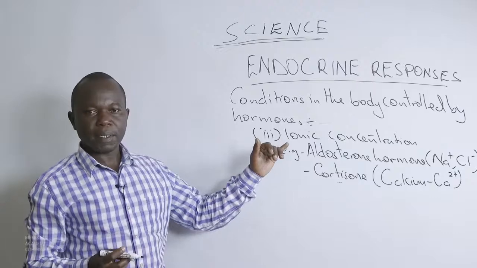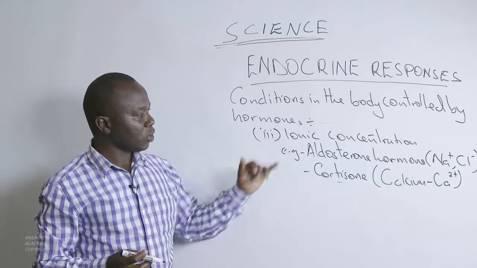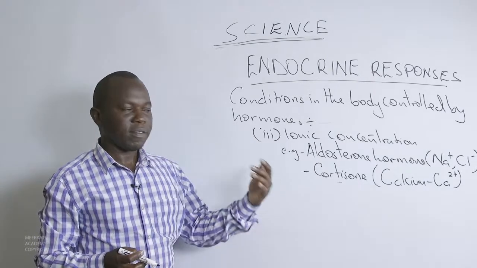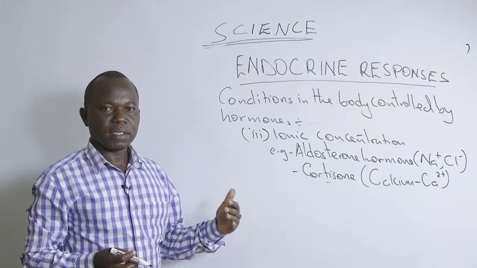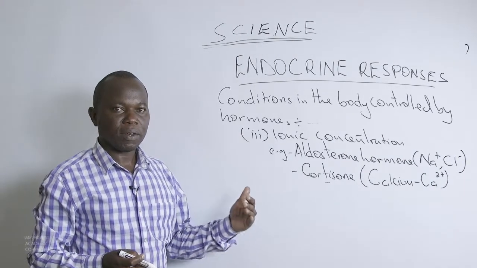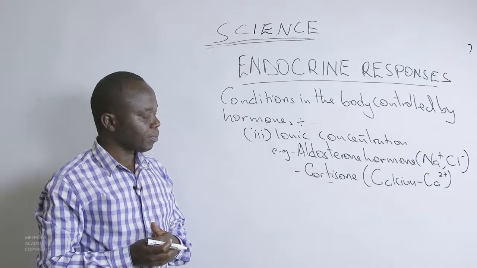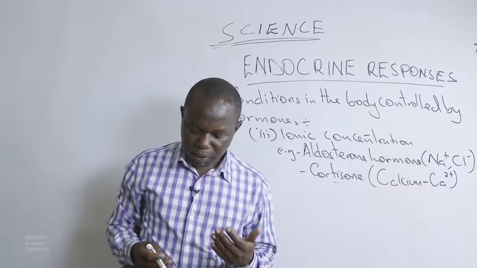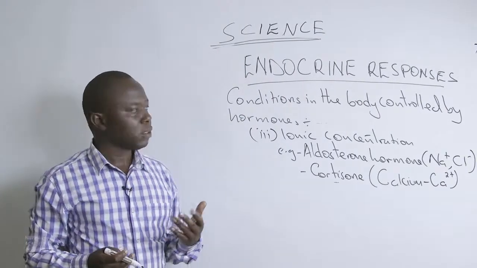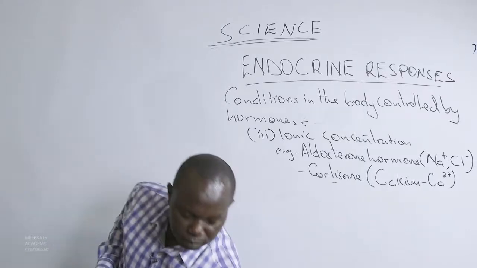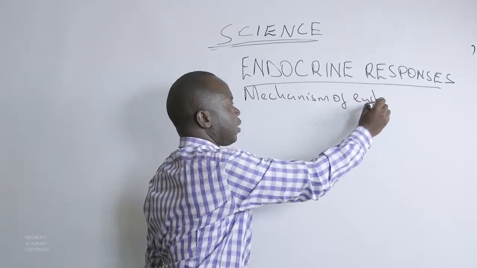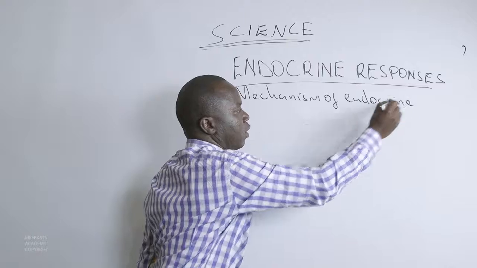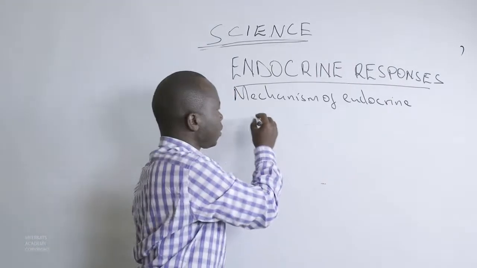So those are three major conditions in the body, although we have several others that can be regulated in the body. But now we have to find out what happens, or the pathway mechanism of endocrine responses.